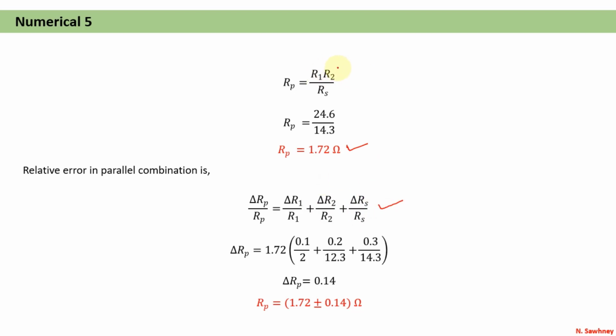It has been obtained from this formula only, that is relative error in R1 plus relative error in R2 plus relative error of the denominator, that is the series combination. Again putting down all the values, we have obtained 0.14. So the parallel combination resistance within the error limits becomes 1.72 plus minus 0.14 ohm.